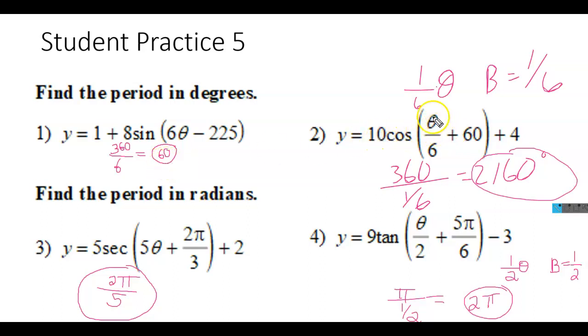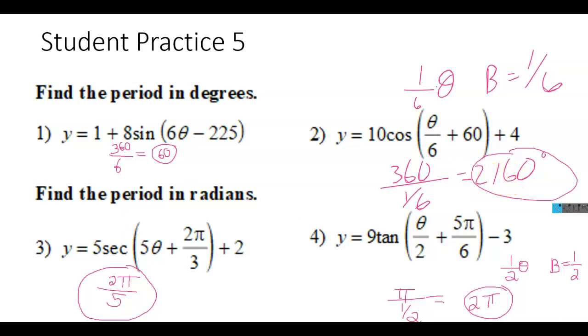For number 2, we have a fraction, so we have to rewrite it as 1/6 theta, which tells us that our b is 1/6. Cosine is usually 360, so 360 divided by 1/6. If you multiply the top and bottom by 6, you end up with 2,160.